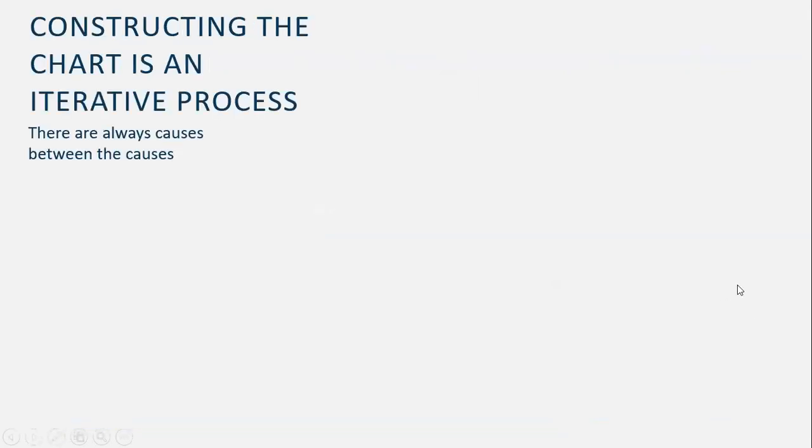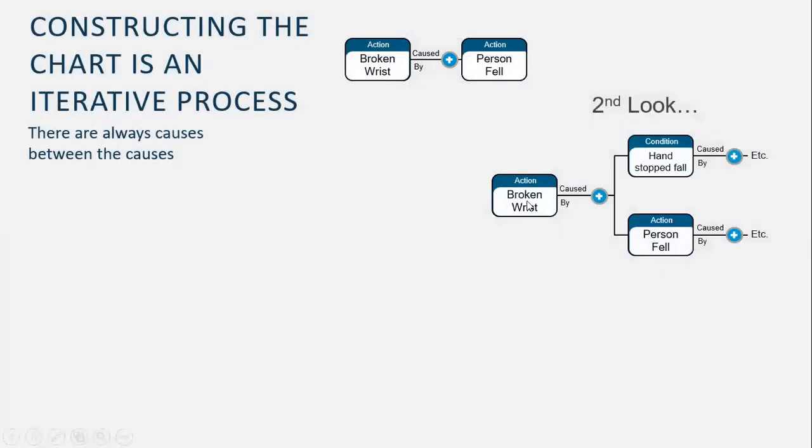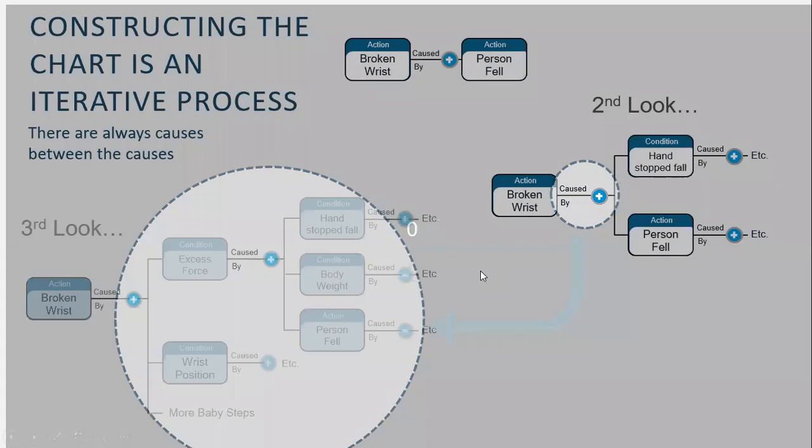So when we're constructing the chart, we're going to find that it's an iterative process. We're looking for multiple causes. First, we identify what we know that's obvious and we get it on the chart. In this case, we have a broken wrist. Why? It was caused by a person falling. So now we evaluate this further and look for additional causes. Well, broken wrist caused by the person fell and the hand stopped the fall. Once again, we take a third look.